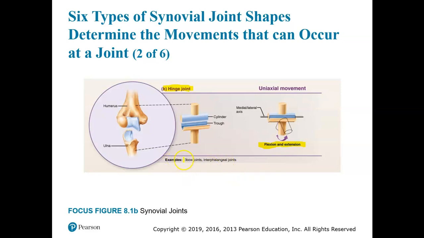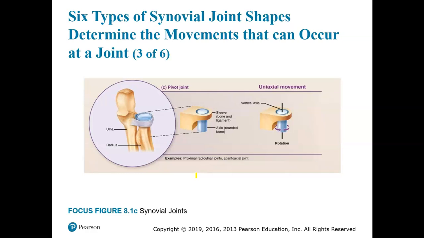So examples of hinge joints are your elbow, the ones between your fingers, interphalangeal joints, and then make sure you also know, even though it's not on here, that the knee is a hinge joint. The knee is a hinge joint. Okay, pivot joints.